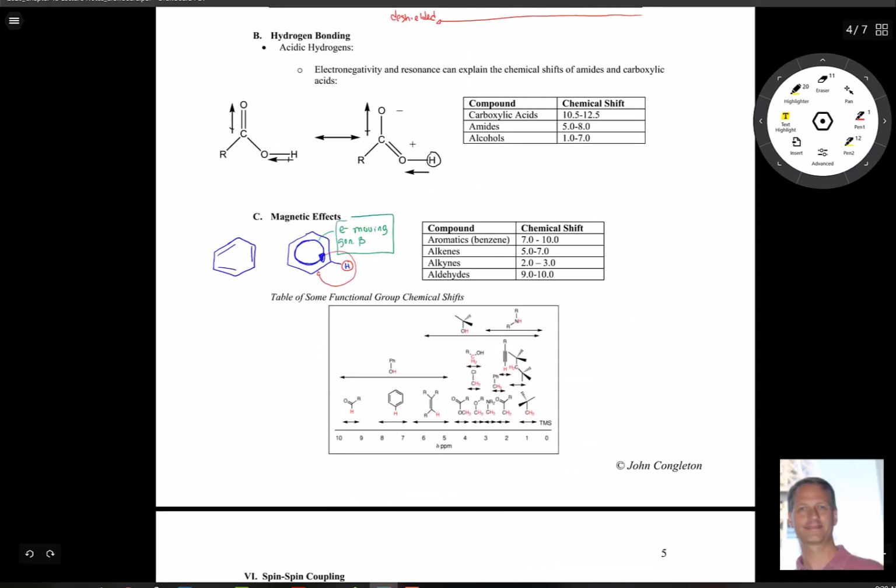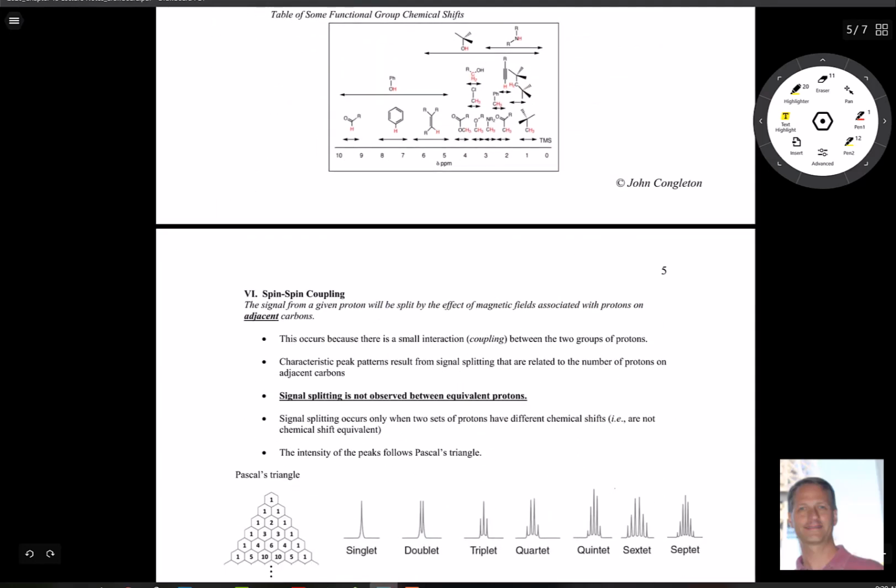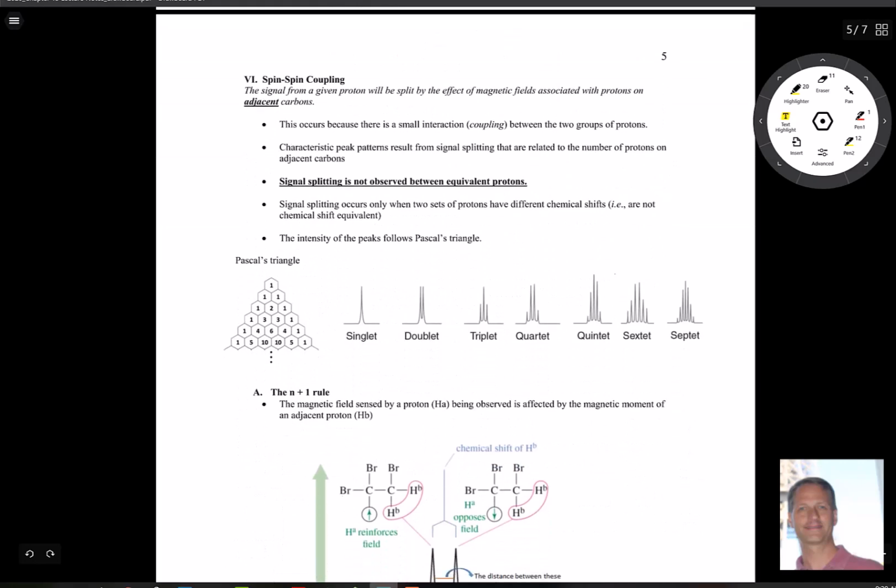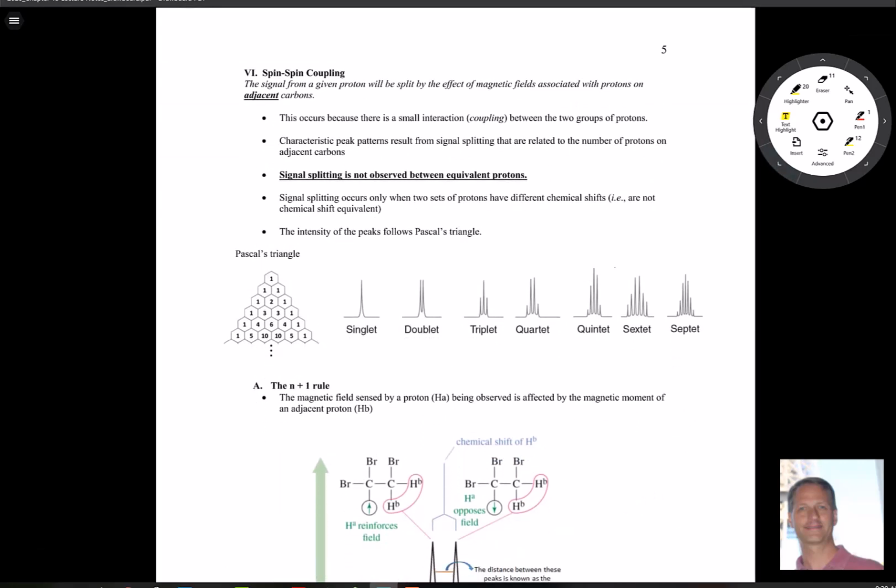Now, one thing that we need to look at is that those shifts, or those peaks that you see, actually turn into characteristic sets of peaks. So the single peak that you'd expect to see from looking at an NMR can sometimes be split into interesting patterns, and those patterns tell us a lot about the chemical environment of that atom. The signal from a given proton is going to be split by the effect of magnetic fields associated with the protons on adjacent carbons. This is kind of tricky, and we're going to spend a little time talking about this during this lecture.